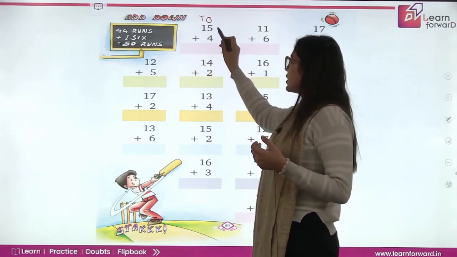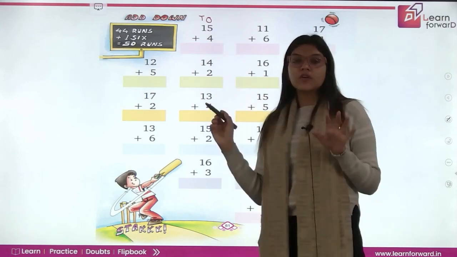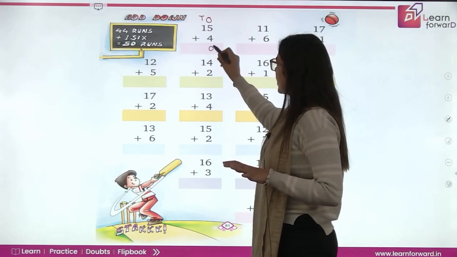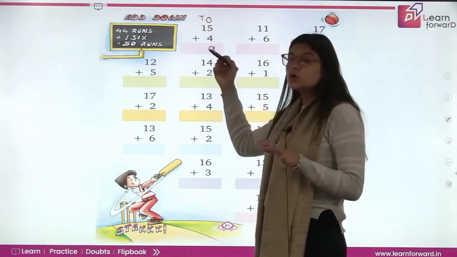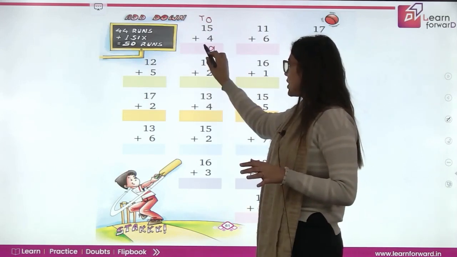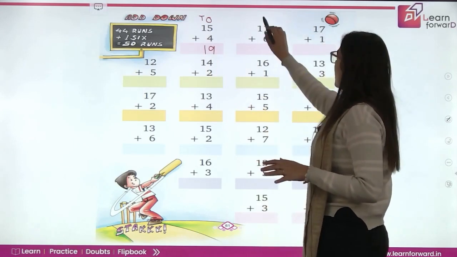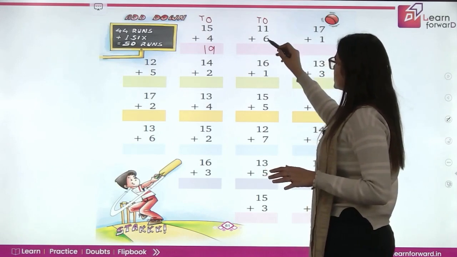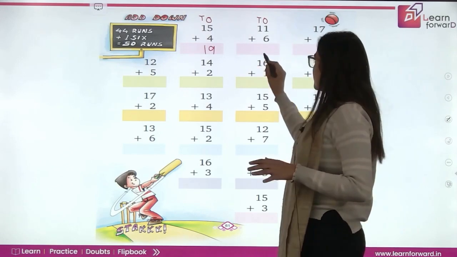So first we will add 5 plus 4. So 5 plus 4 is 9. As we know 5 plus 4 is 9. So we will write 9 here. And 1 के नीचे कोई number नहीं है. So we will write 1 as it is. Now we will add ones line first. So 6 plus 1. 6 plus 1 is 7.